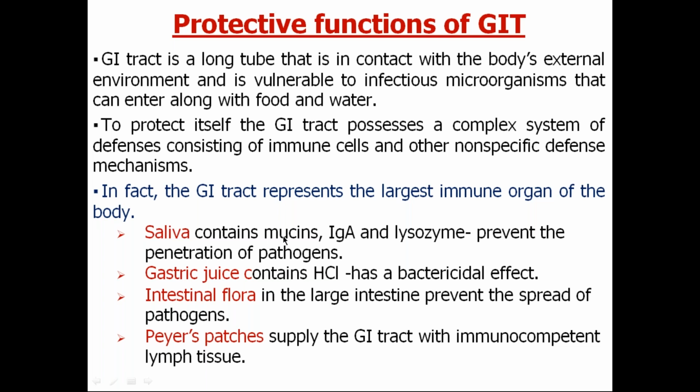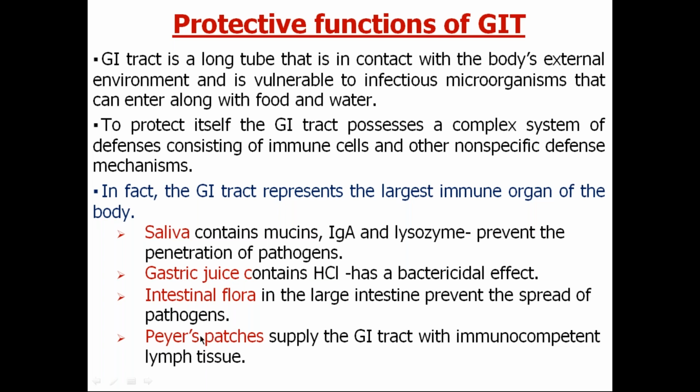So saliva contains mucin, immunoglobulin A, and lysozyme. All these prevent the penetration of pathogens. Gastric juice is highly acidic and has a bactericidal effect. In addition to this, our intestine has an intestinal flora within itself, which again is very important for the protective function of the GIT. It prevents the spread of pathogens.